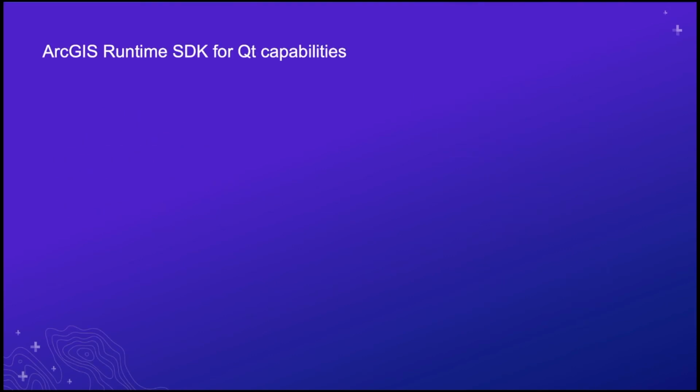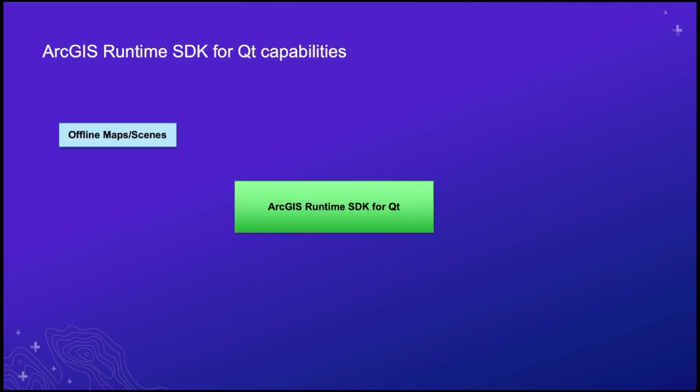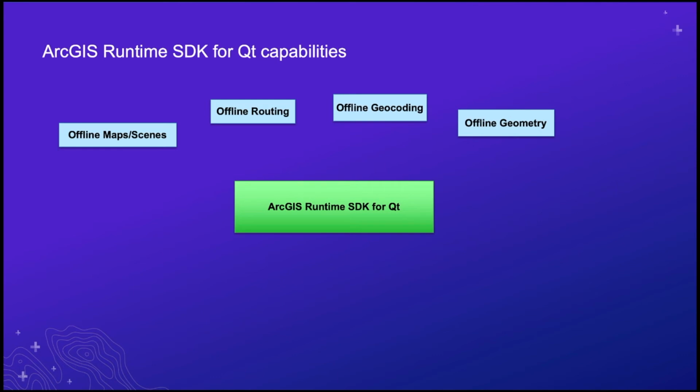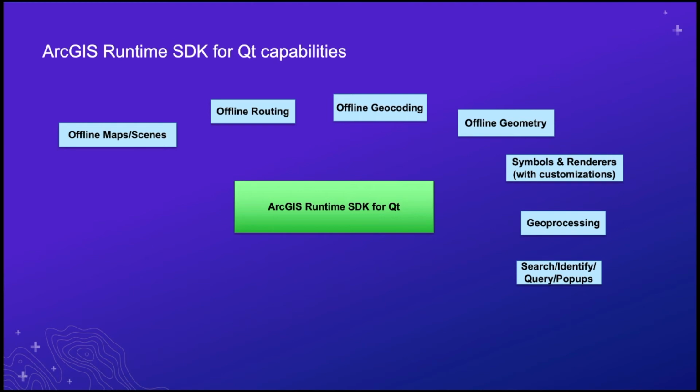So what are some of the capabilities of the ArcGIS Runtime SDK for Qt? We support offline maps and scenes, offline routing and geocoding, offline geometry analysis with our geometry engine. We have full-blown symbol APIs and renderers with customizations from Pro. We support geoprocessing, searching, identify, query, pop-ups. We have ArcGIS platform access and identity, so you can sign in to your organization and access your organization's content.